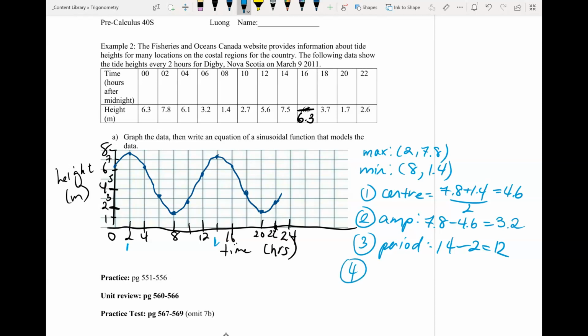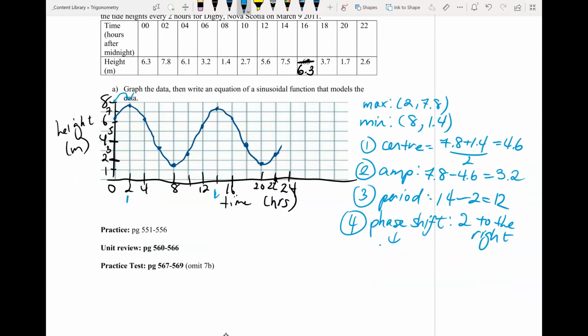The next thing we're going to do is find our phase shift to determine which one we're going to use. I think the easiest one would be the cos, just because we know the maximum would hit our y-axis, but now the maximum has been moved over and looks like it'll be to the right. Okay, so we move 2 to the right, and that's if we use cos.